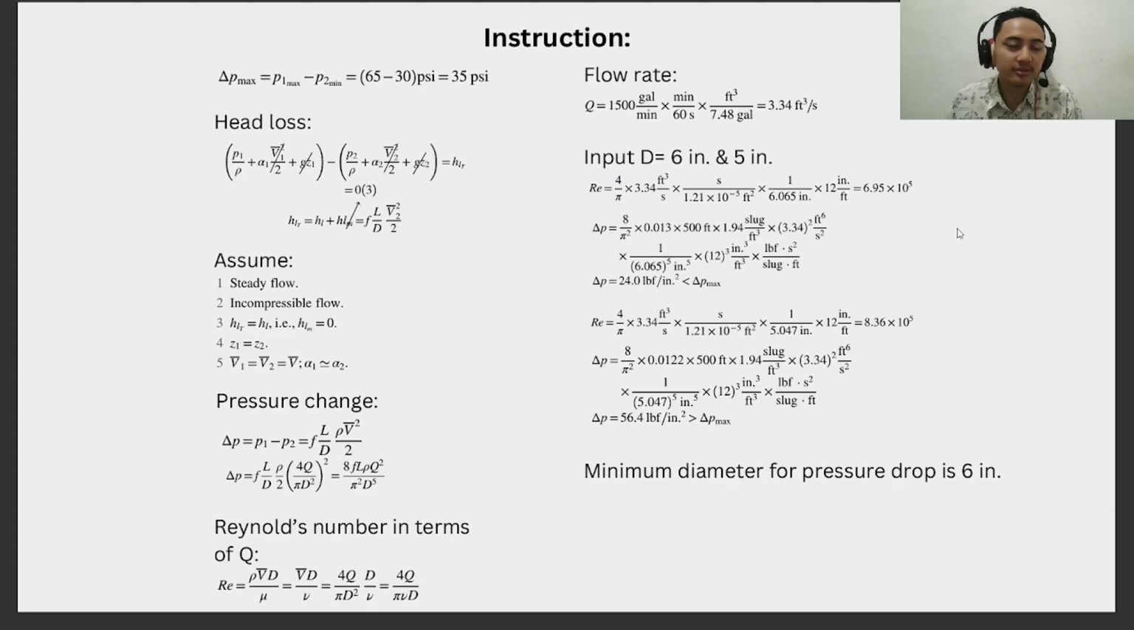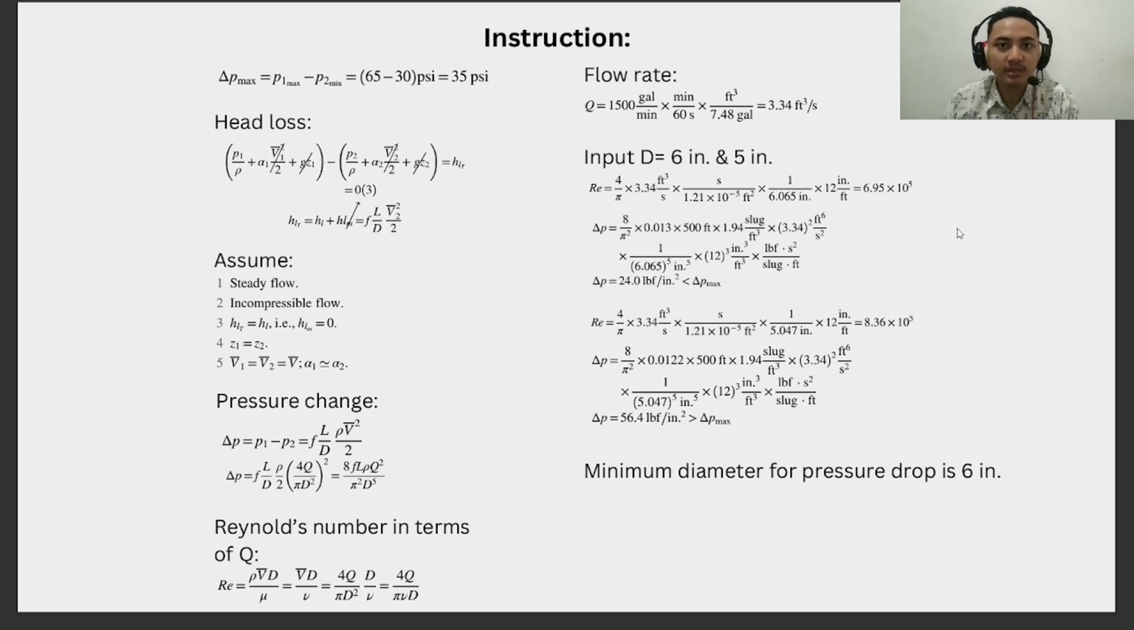So instruction is our execution of the plan. We find the maximum pressure change, we get 35 psi, and then we simplify the head loss equation, and then we assume the boundaries and constants, and then we simplify the pressure change after we apply several other equations. And then we also apply Reynolds number in terms of Q, and then the flow rate, we find it by changing from gallons per minute to cubic feet per second.